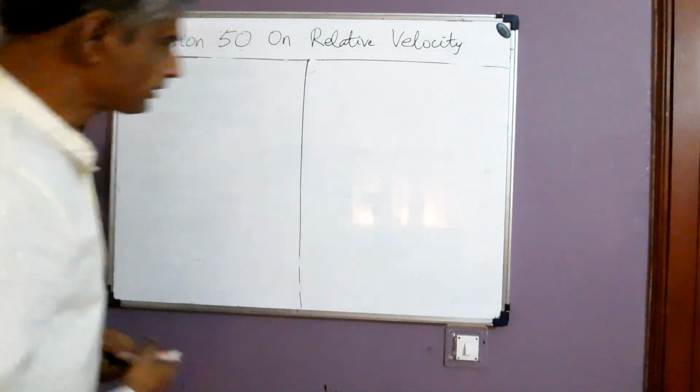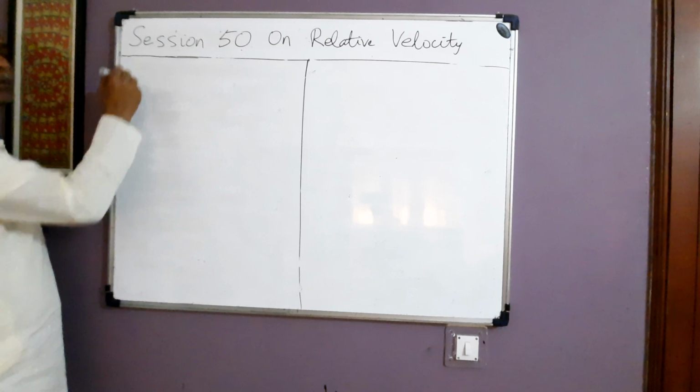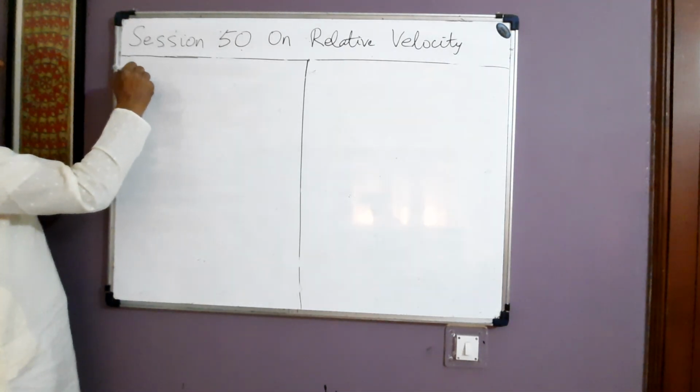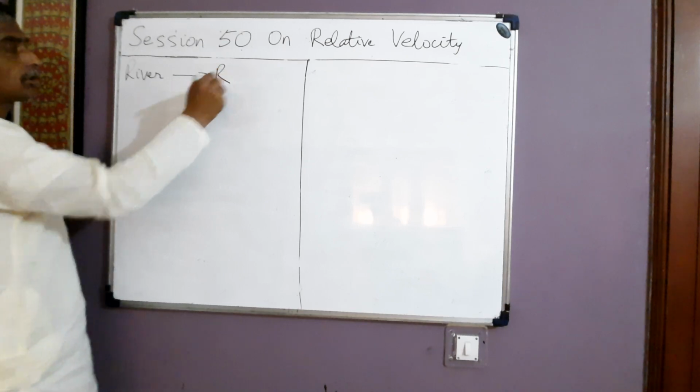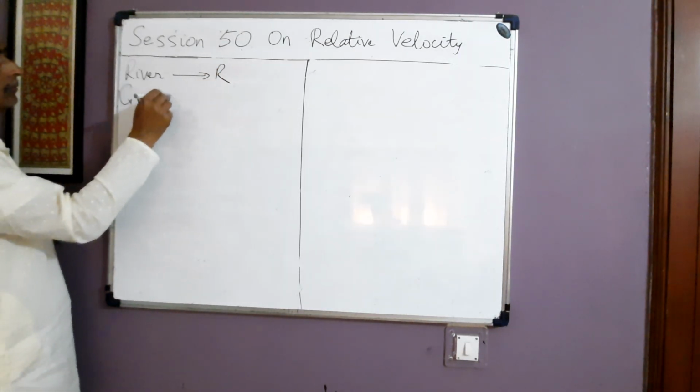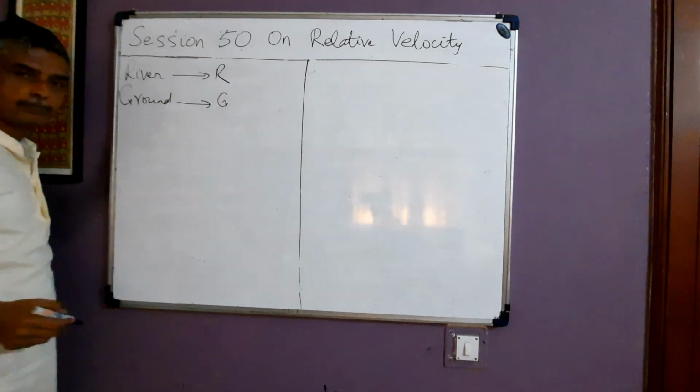So I'll draw the diagram. First of all, instead of swimmer we have S as stated in the question. Instead of the M frame we have the river frame denoted by R. Instead of the F frame we have the ground frame denoted by G.